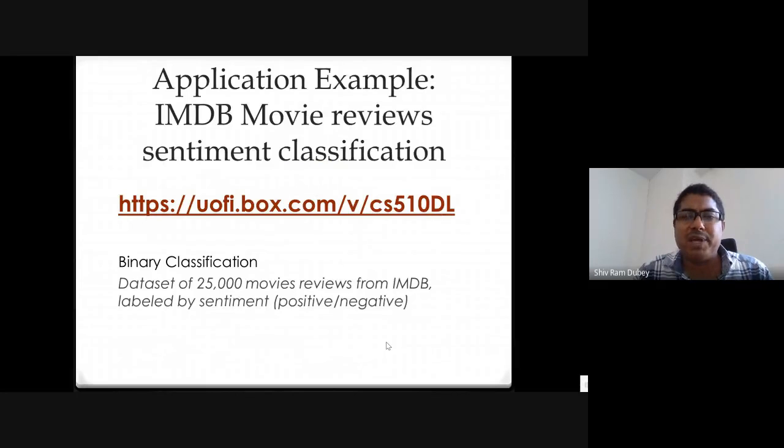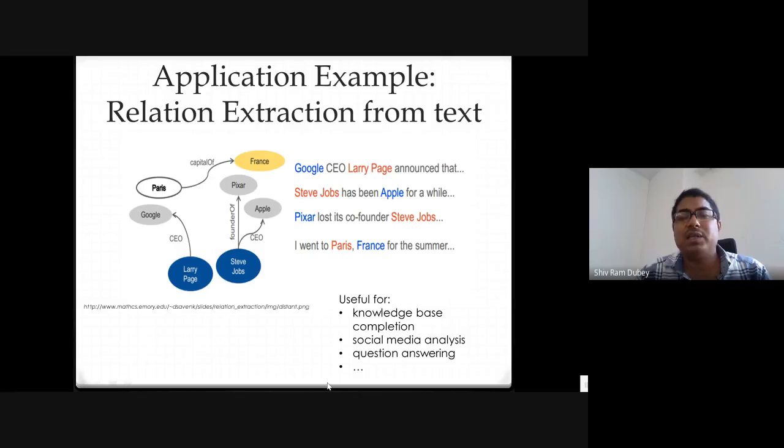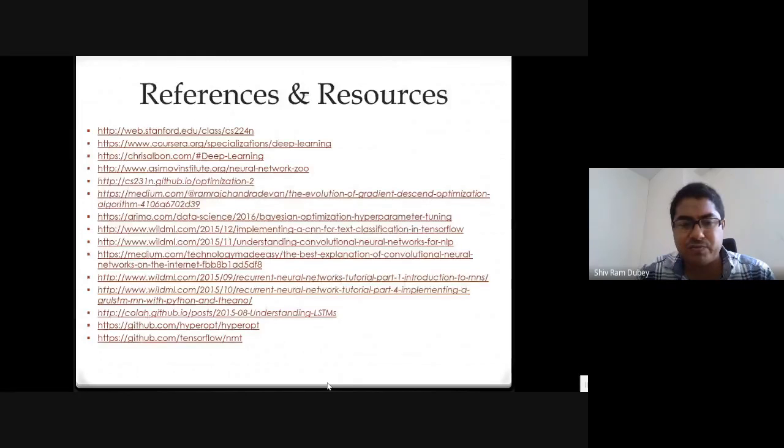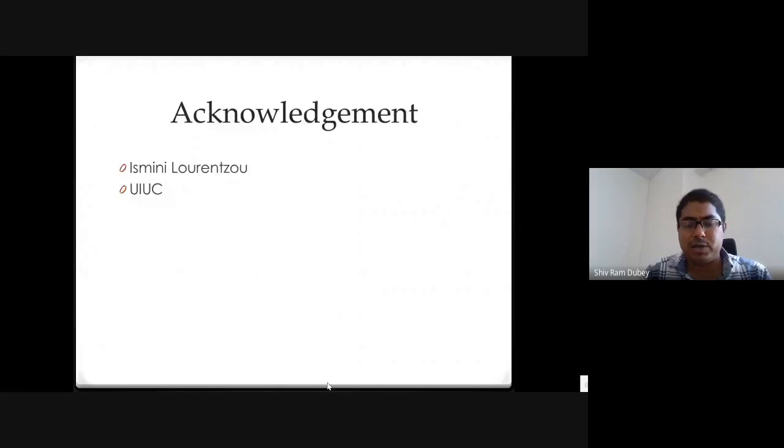There are plenty of applications in natural language processing, like machine translation and sentiment analysis. Suppose one example is IMDb movie reviews, which is also sentiment classification. There can be a lot of examples where relations can be extracted from the text, and a lot of things can be done using such types of neural networks. Due to the time, we are not going much deeper into these things. Now we will restrict it here, and we will just finish this topic here.